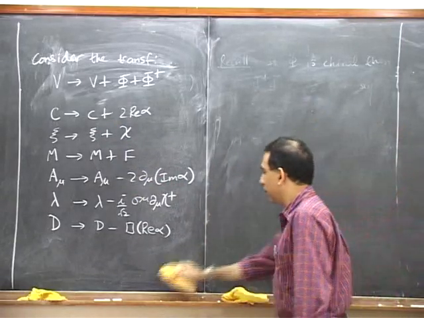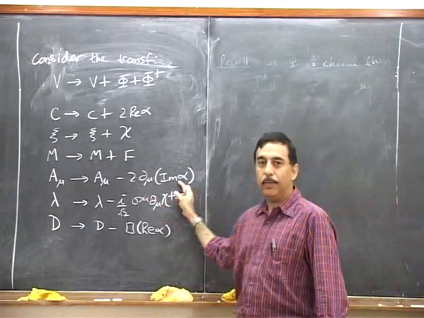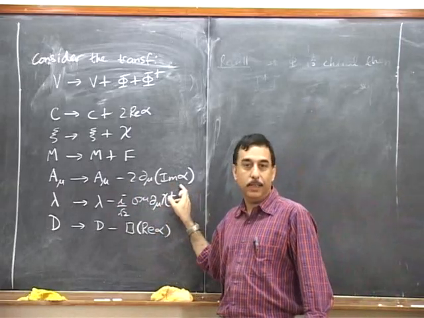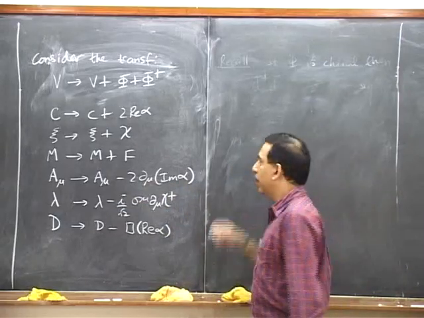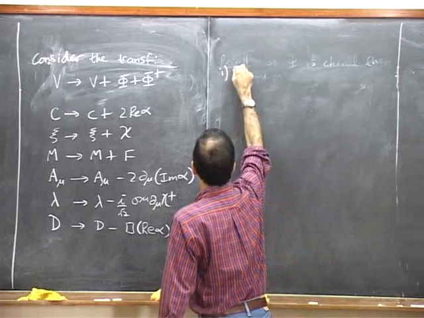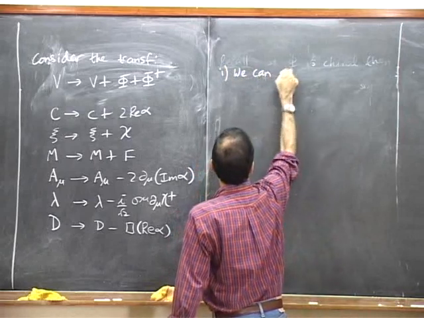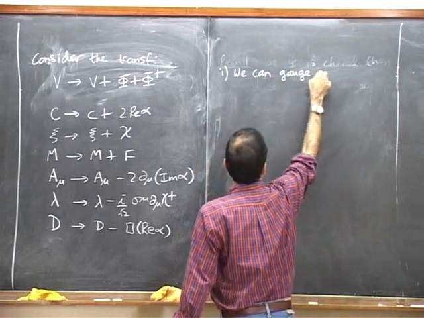I hope you know that you can't do that when A mu goes to A mu plus del mu lambda, because the generic A mu cannot be written as del mu lambda. That's the whole point. When it can be, you can gauge it away. So the first observation is we can gauge away, which means set to 0.